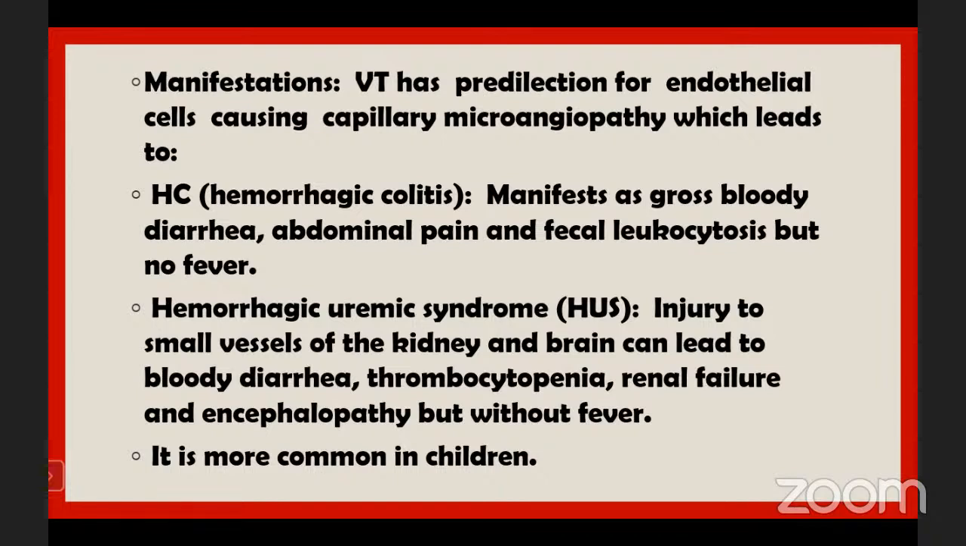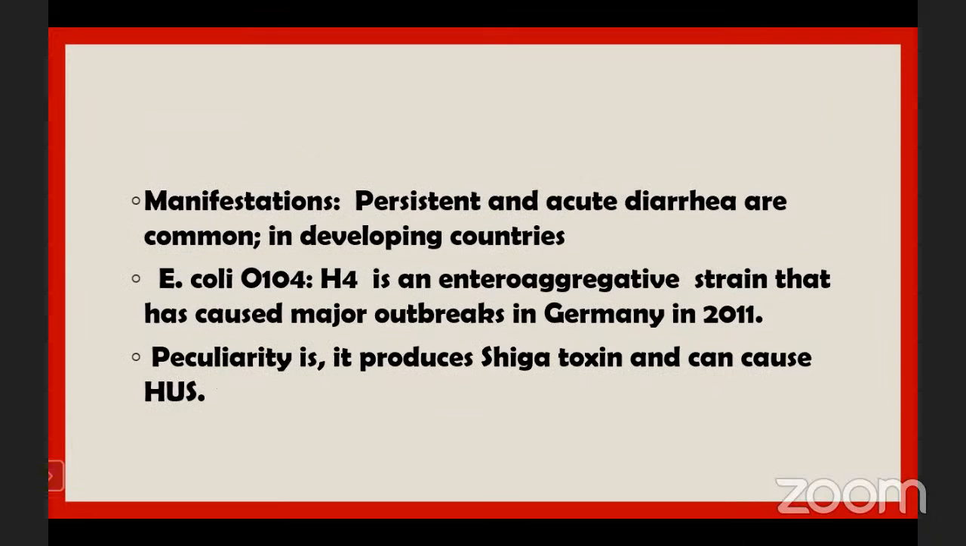Next one is the hemolytic uremic syndrome. Injury to small vessels of the kidney and brain can lead to bloody diarrhea, thrombocytopenia, renal failure, and encephalopathy, but without fever. It is more commonly seen in children.